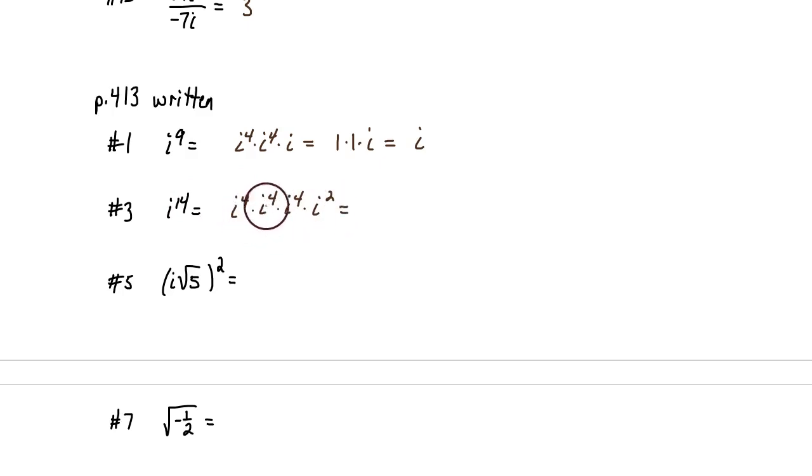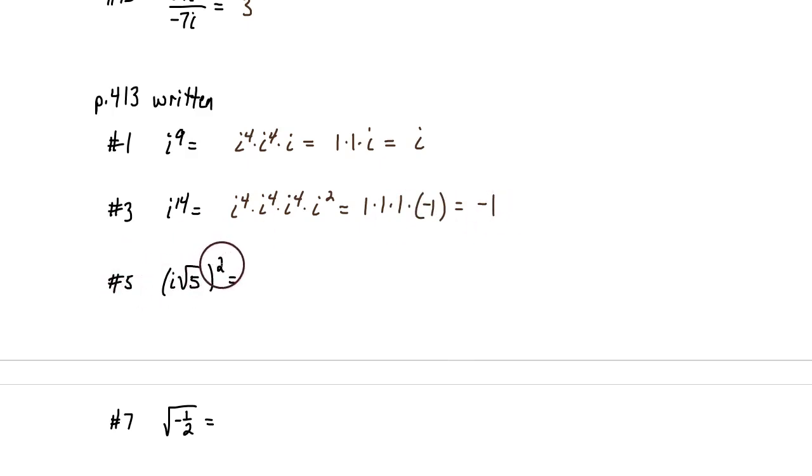Now all of the I to the 4ths can be replaced with what? With 1s. And how about the I squared? What's that equal to? That equals negative 1. So the final answer is negative 1.